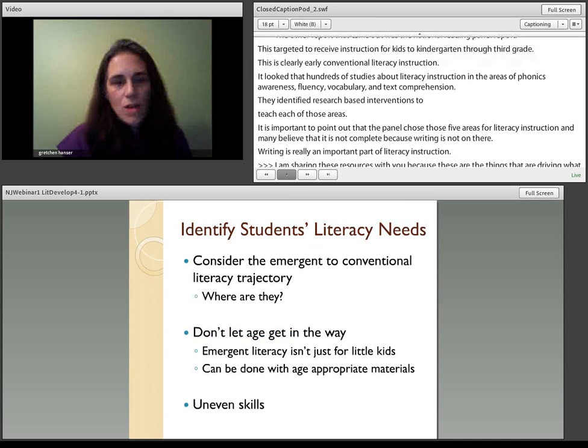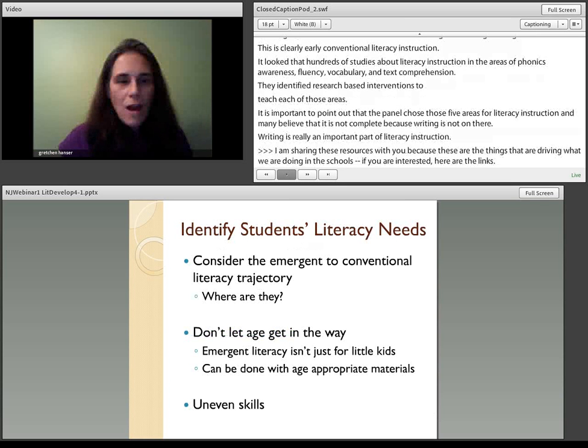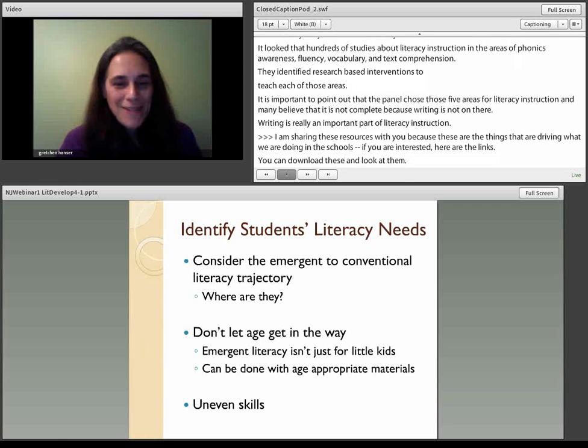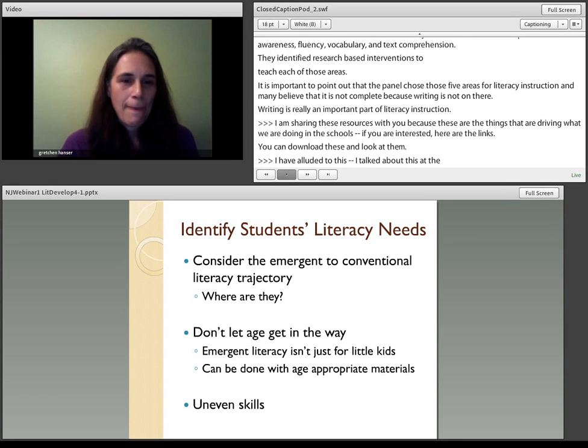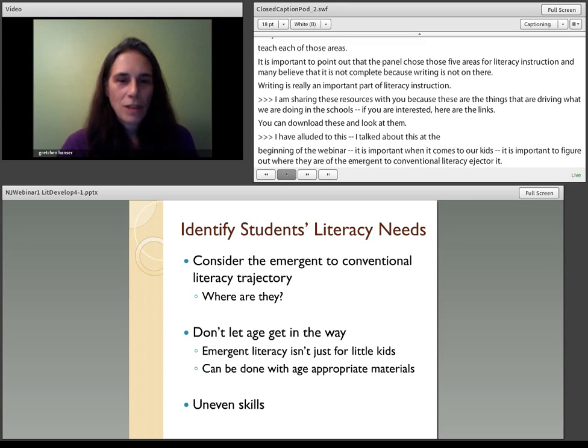So I've alluded to this. I talked about this in the beginning of the webinar. When it comes to our students, it's important to figure out where they are on this emergent to conventional literacy trajectory. It's important to do this, and don't let age get in the way.